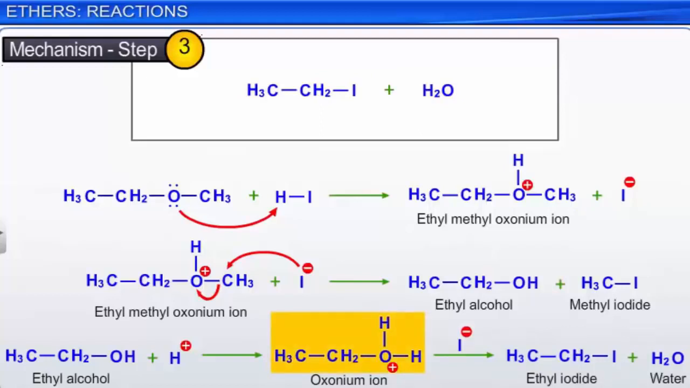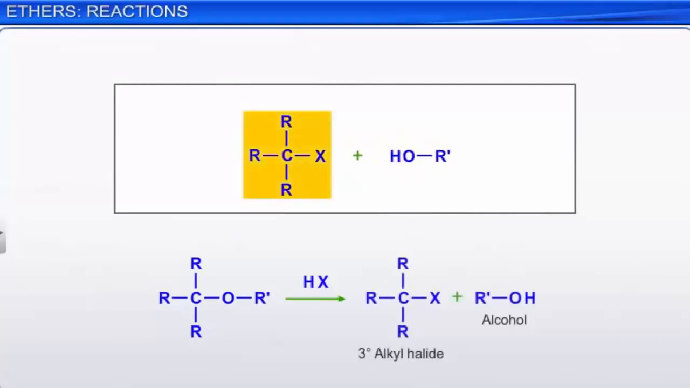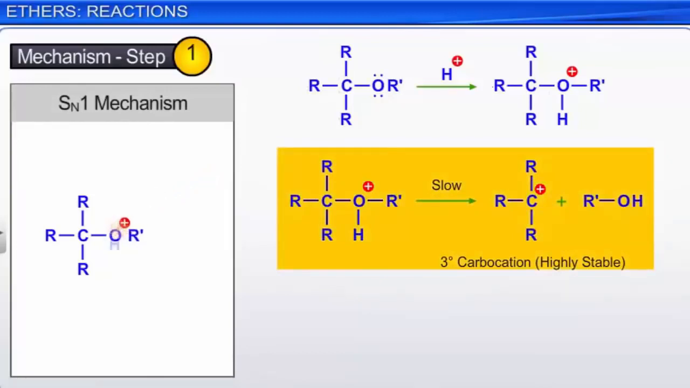When tertiary alkyl groups are present in the ether, reactions with hydrogen halides will form a tertiary alkyl halide and an alcohol. This occurs because a different reaction mechanism is involved. It is an SN1 mechanism with a unimolecular slow step. Let's look at how the mechanism is altered when tertiary alkyl groups are present.